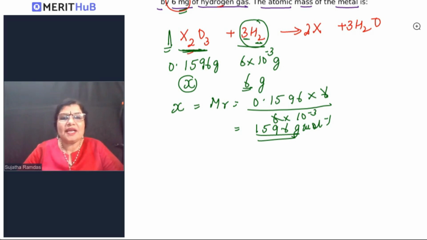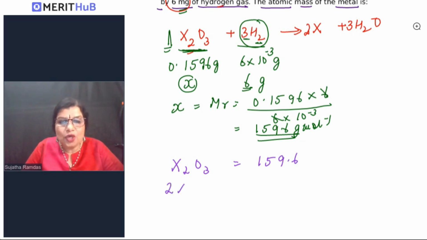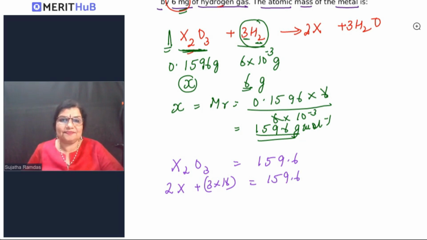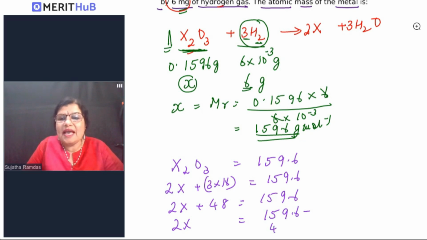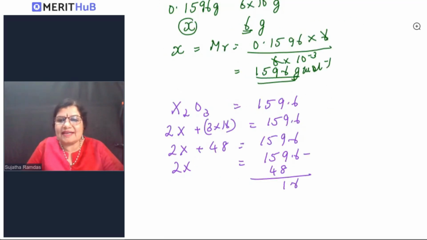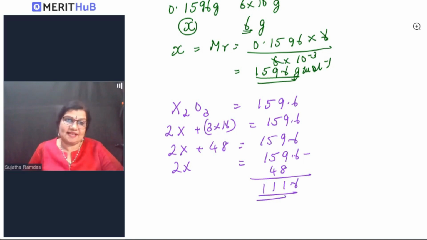Now what do we do? Now we write X2O3 is equal to 159.6, or 2 into atomic mass of X plus 3 into atomic mass of oxygen is 159.6. 2x plus 48 is 159.6. 2x is equal to 159.6 minus 48. So what is that? You have 111.6, right?